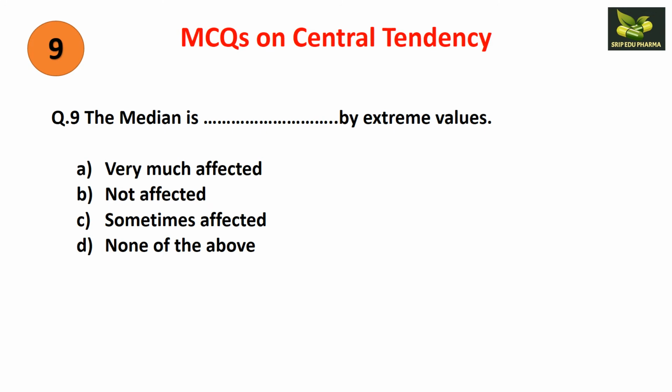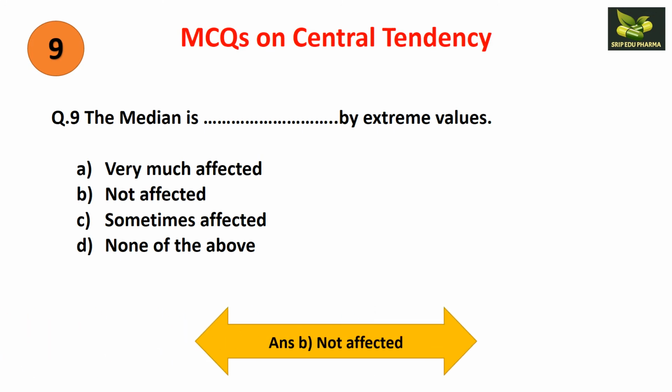The median is dash by extreme values. A, very much affected, B, not affected, C, sometimes affected, D, none of the above. So in this question the answer will be not affected, that is B, because previously we have discussed that for median and mode there is no effect of extreme values.